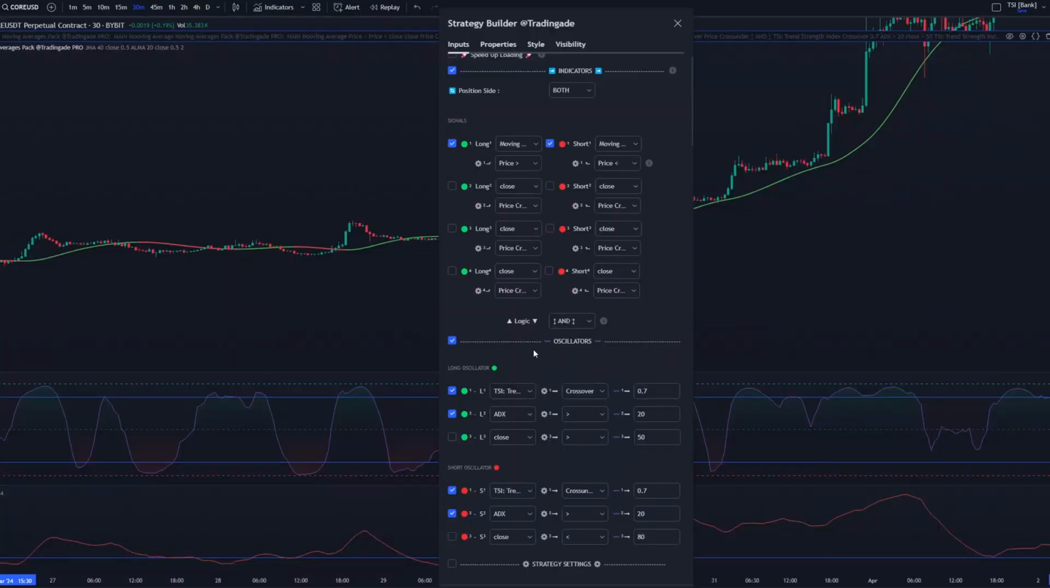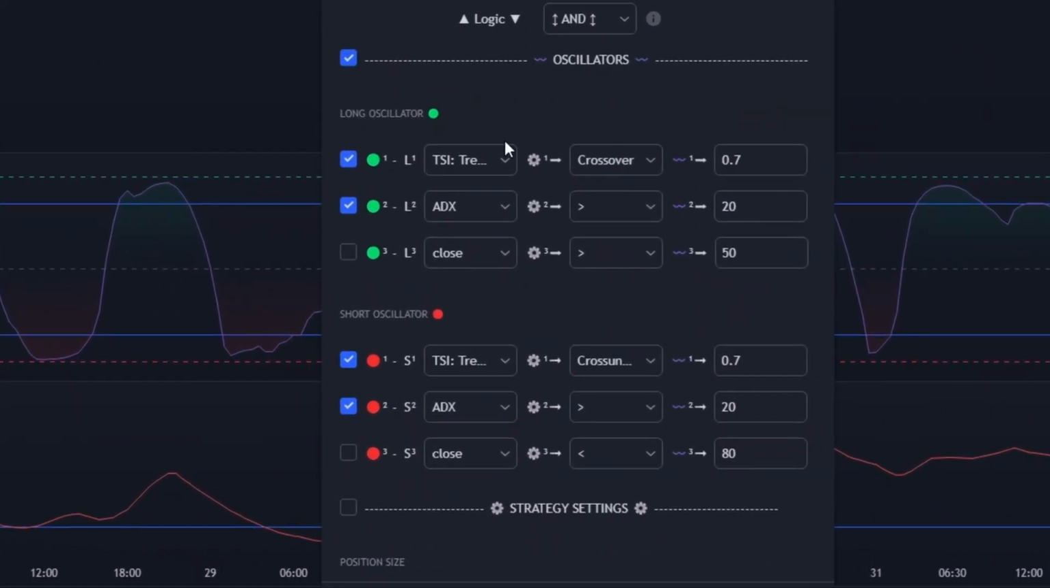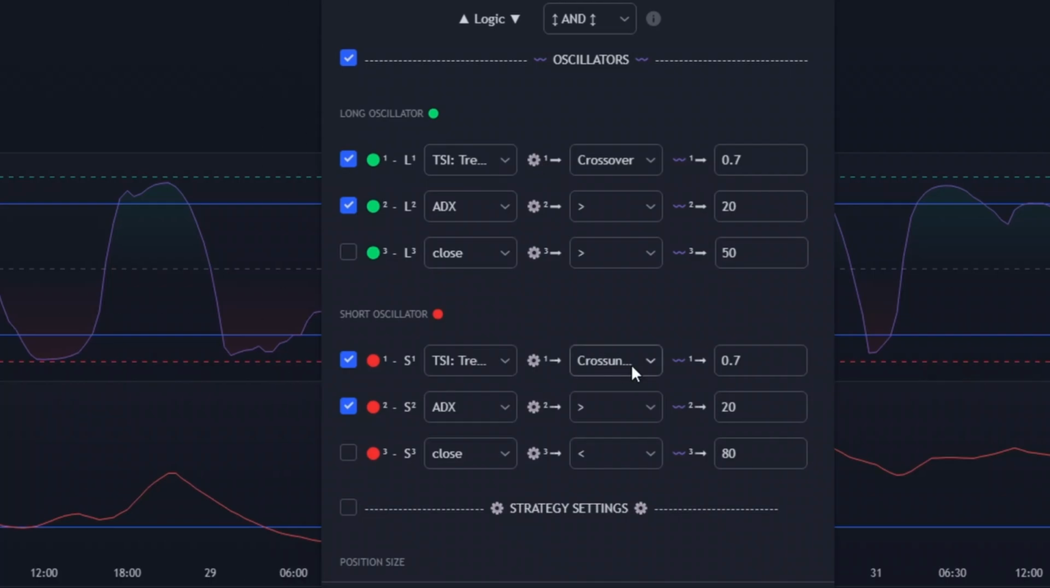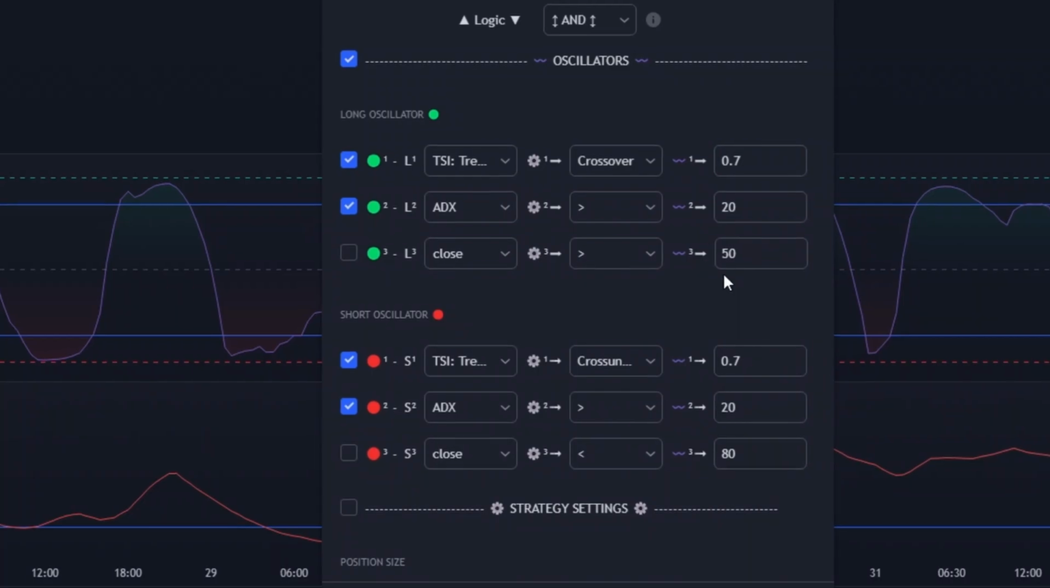Considering that our main entry signals are based on the oscillator, we're gonna go in the oscillator settings and we're gonna set the Trend Strength Index, both for long and short positions. Here for the long position we're gonna set TSI crossover 0.7, whereas for the short signal we're gonna set the TSI crossing under the 0.7 level, exactly as we were saying before.